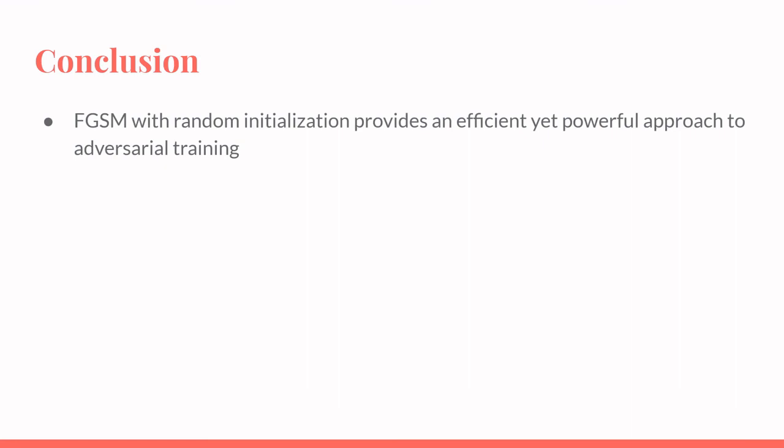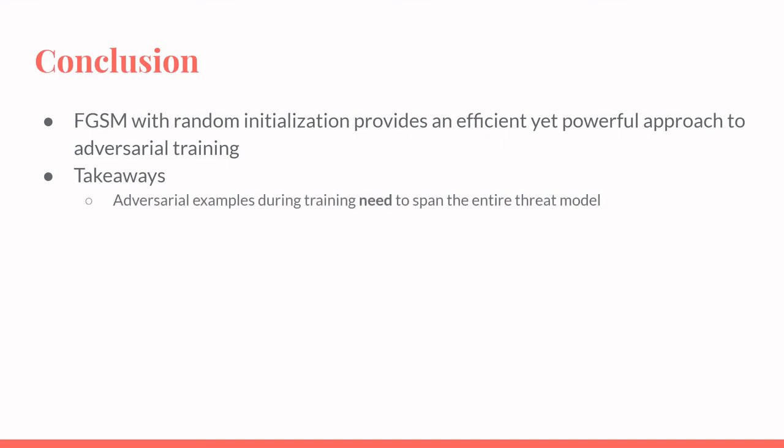So in conclusion, FGSM, specifically with a random initialization, provides an efficient yet powerful approach to adversarial training. Some key takeaways that the authors described from these experiments. One is that adversarial examples during training need to span the entire threat model, and that lack of random initialization may have caused FGSM's weak performance thus far.